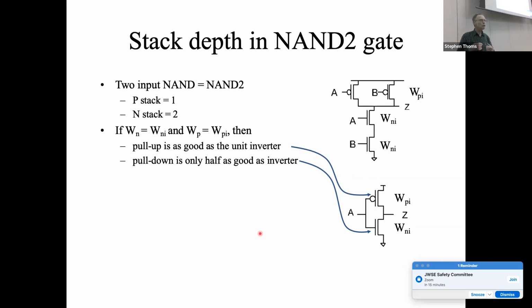So if you kept all your widths now to be the same as the unit inverter, what happens? Well, the pull-up will be just as good. Now, pull-up, I'll come back to that in a second, sorry. And pull-down is going to be half as good because it goes through 2 transistors.